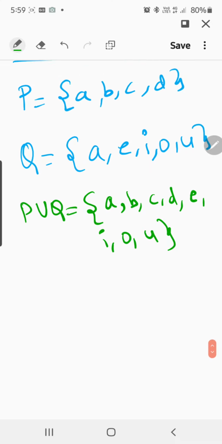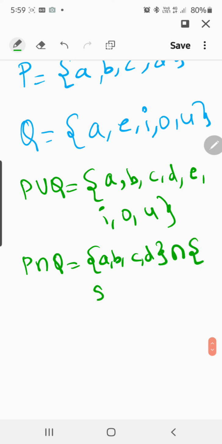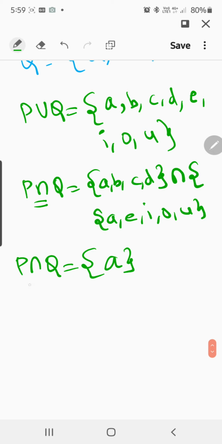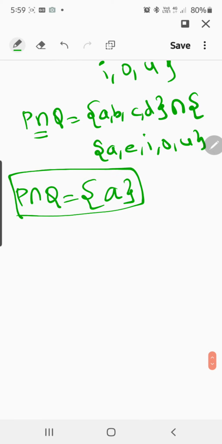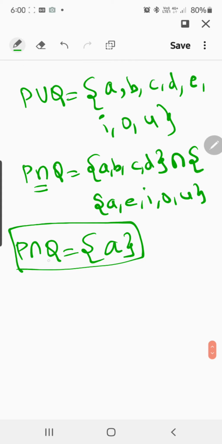Okay, so next we have one more, P intersection Q. What is P here? A, B, C, D, and intersection, A, E, I, O, U. We have already talked about intersection. What is the meaning of intersection? Which is common. A is common in both the sets, so we have to write just A. So we have performed the Boolean operation P intersection Q.